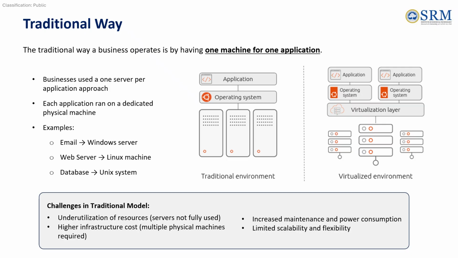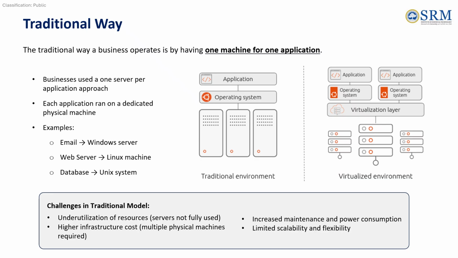Before virtualization became popular, businesses usually followed a one server for one application approach. That means each application required a separate physical machine. For example, the email service might run on a Windows server, the web application on a Linux machine, and the database on a Unix system.